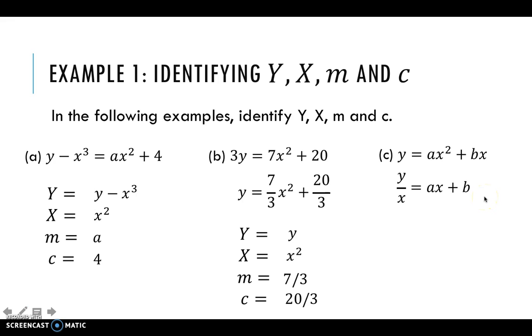I hope that for now it is quite obvious for you to see what the big Y, big X, M and C are. Big Y is y over x, big X is just small x, m is the gradient a, and c is b.